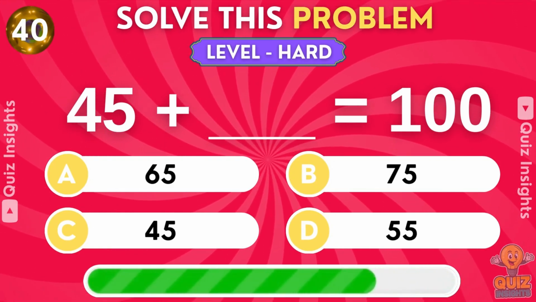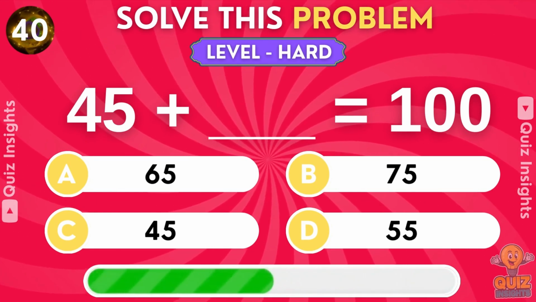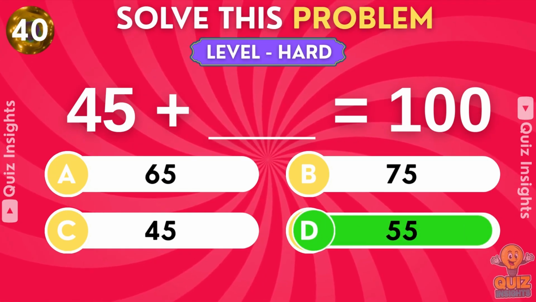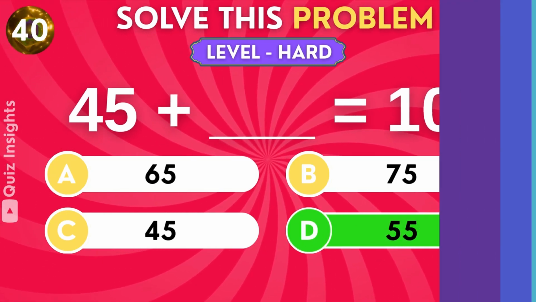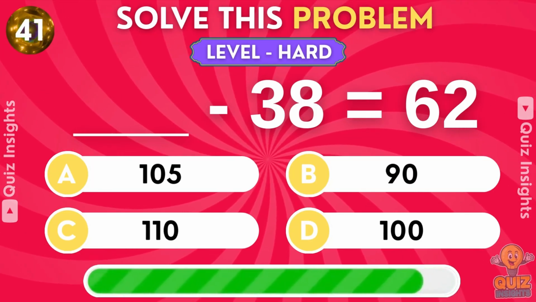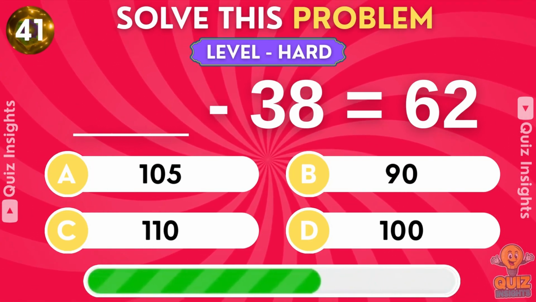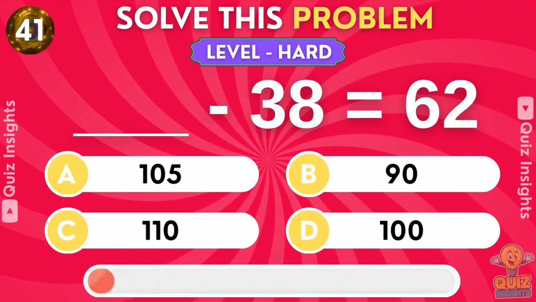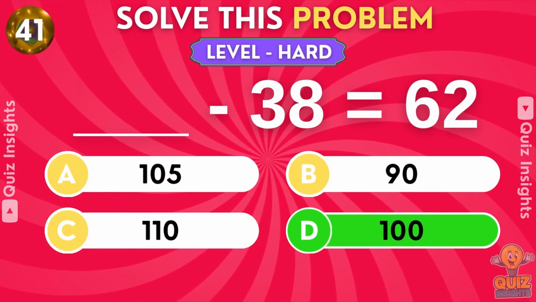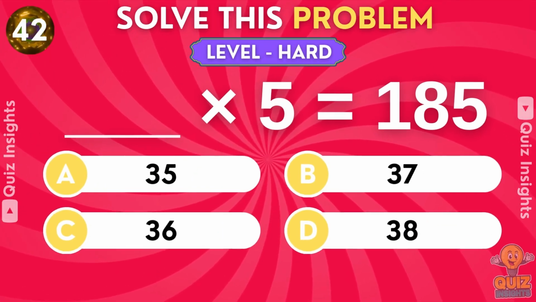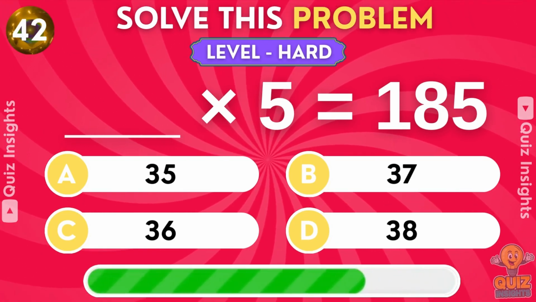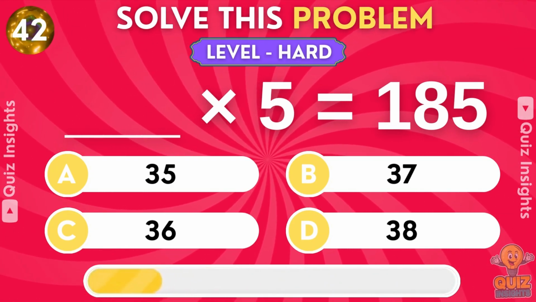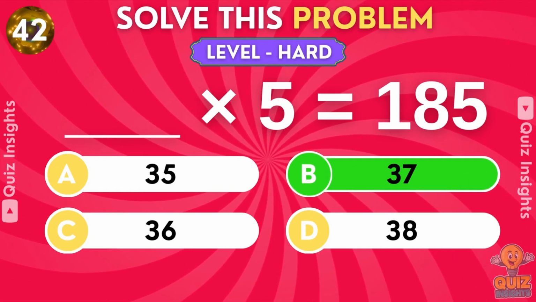45 plus what number equals 100? Correct, it's 55. What number minus 38 equals 62? It's 100. Good! What number multiplied by 5 equals 185? It's 37.